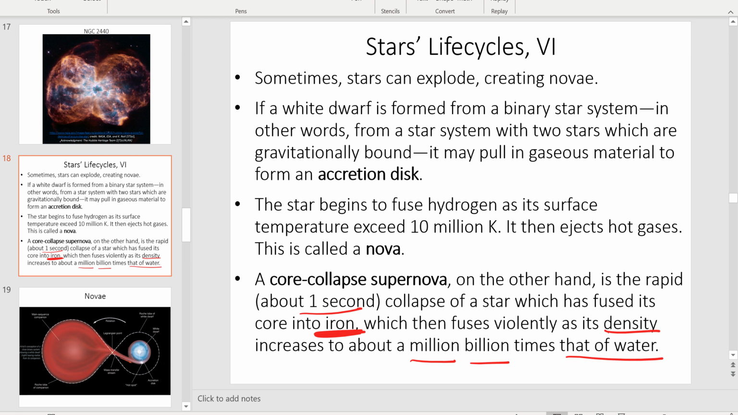This density and the associated temperatures are so great that iron can actually fuse. This is the extraordinary circumstance I mentioned earlier, where iron can fuse into heavier elements, and this produces a massive, what amounts to a thermonuclear explosion that we call a supernova.